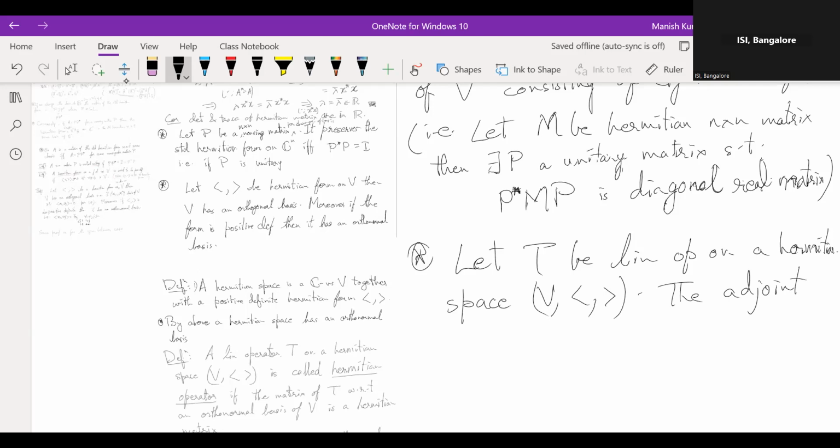So the adjoint operator of T is basically, what you want to do is you fix an orthonormal basis of V. You write down the matrix of T with respect to that orthonormal basis, and you just take the adjoint matrix, and that defines, in some sense, the adjoint of T. So maybe it is defined as follows.